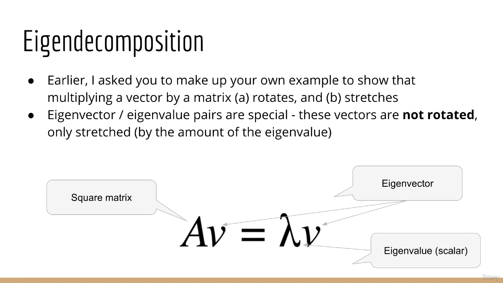Eigenvectors are special vectors that, when you multiply them by A, are not rotated. Instead, they are only scaled. How much are they scaled by? They are scaled by the value lambda. As a side note, for this lecture and this course, eigenvalues will always be positive, so the eigenvector will not reverse direction.